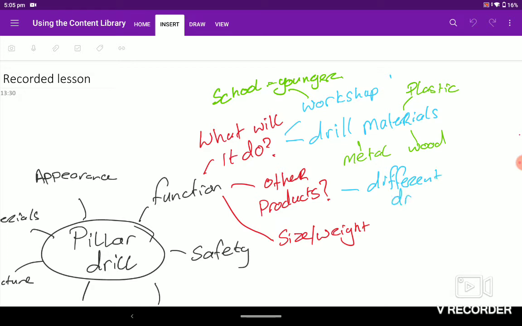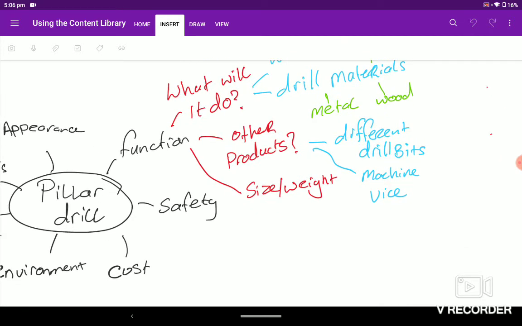So when they were designing a pillar drill, they were thinking of all these things. Pillar drill: what will it do? We wanted to drill materials such as all these different materials. Who will use it and where will it be used: workshop. Other products: different drill bits. They were thinking, what could we include that would allow it to work with different drill bits? And the chuck was the best thing.